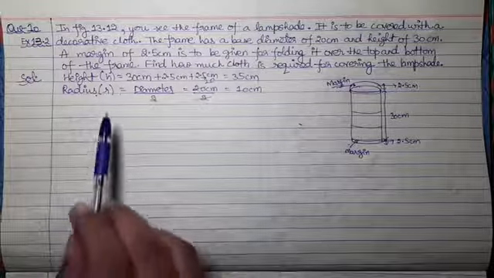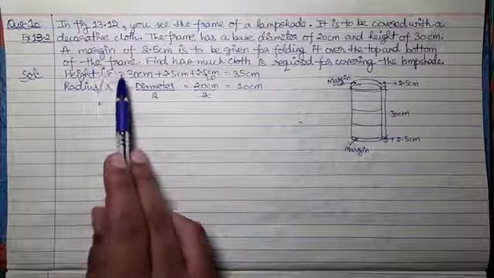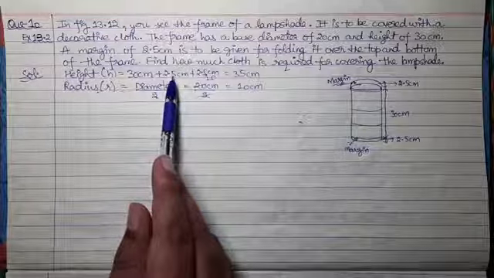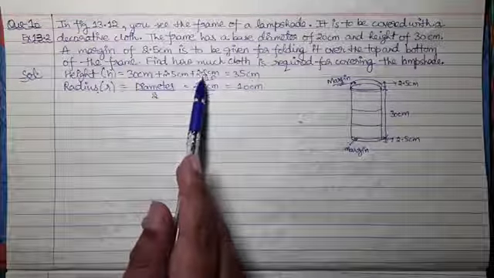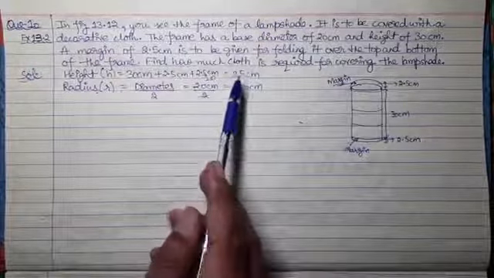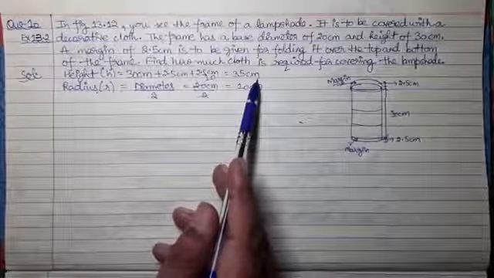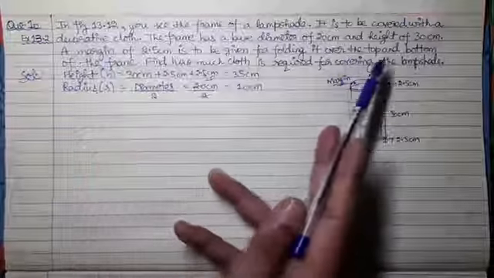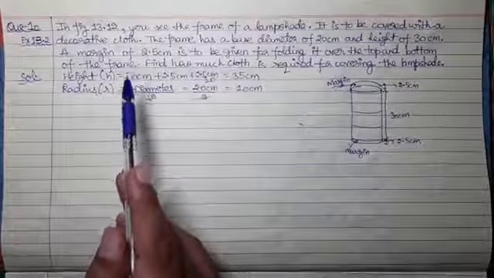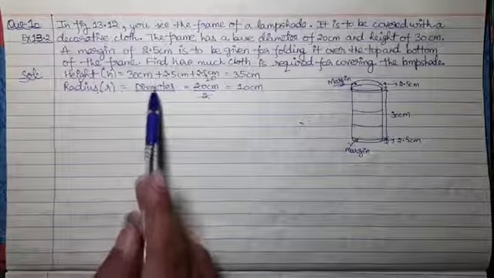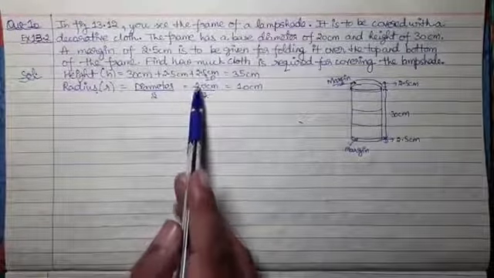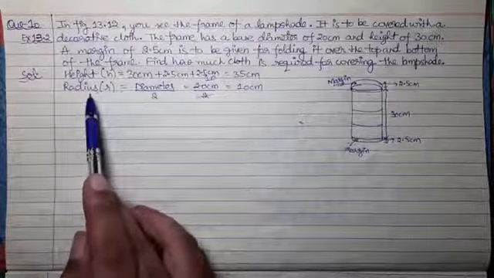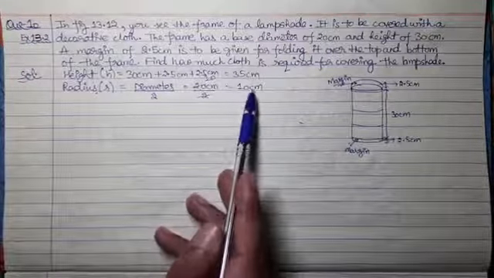In this question, height of the frame of the lampshade is 30 cm plus 2.5 plus 2.5 centimeter equal to 35 centimeter. 2.5 and 2.5 is margin over the top and the bottom of the frame. Radius equal to diameter upon 2. Here diameter is 20 centimeter. When it is divided by 2, students, we get radius 10 centimeter.